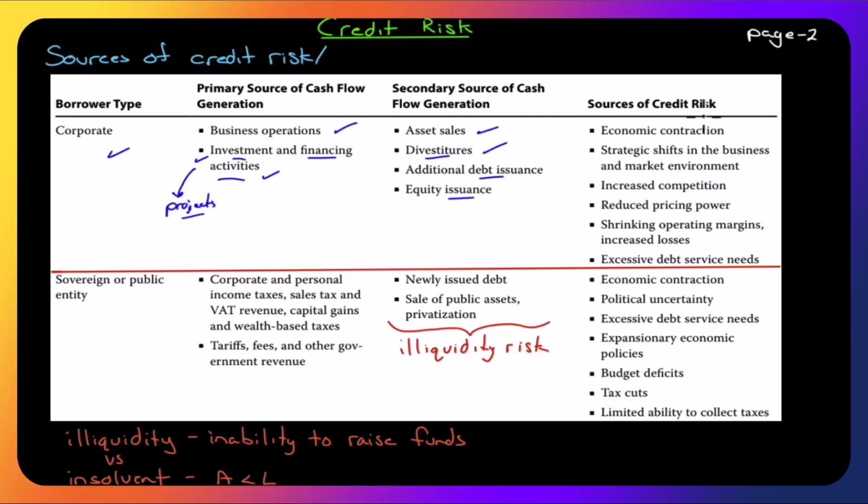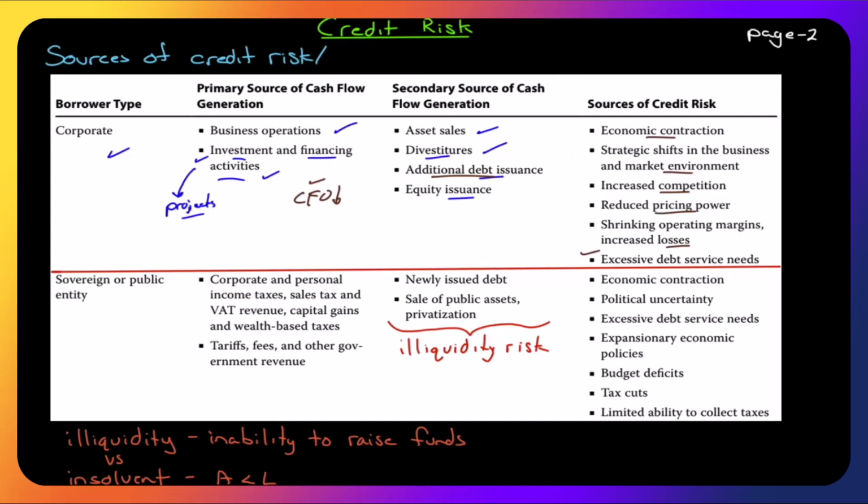Looking at the sources of credit risk, economic contraction will decrease cash flow from operations. Strategic shifts in the business and the market environment, again, will be a threat to cash flow from operations. Increased competition, reduced pricing power, same thing. Shrinking operating margins, increased losses, and excessive debt service needs would put into question the ability to raise additional debt.